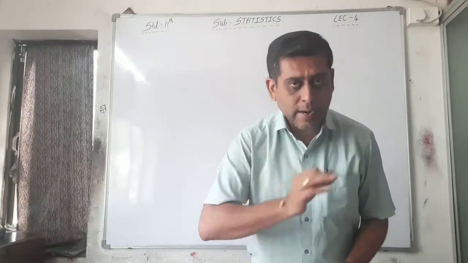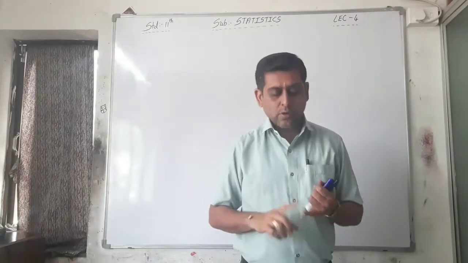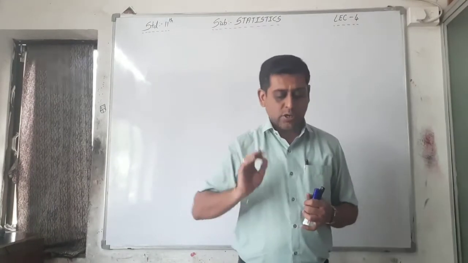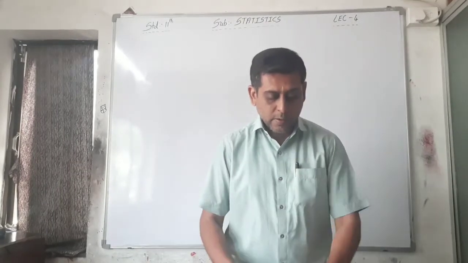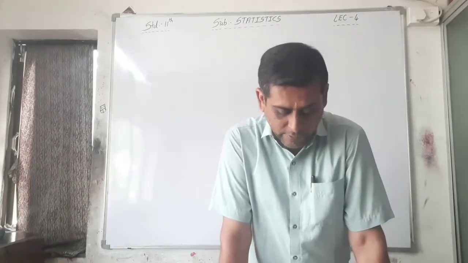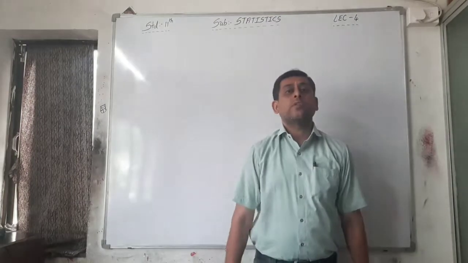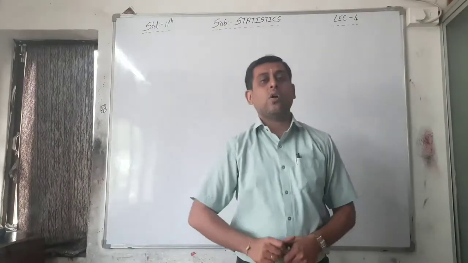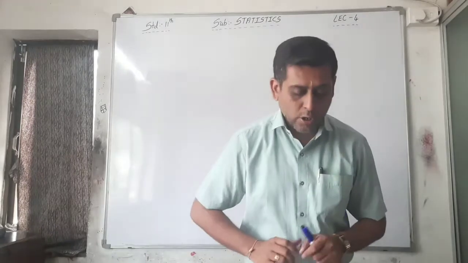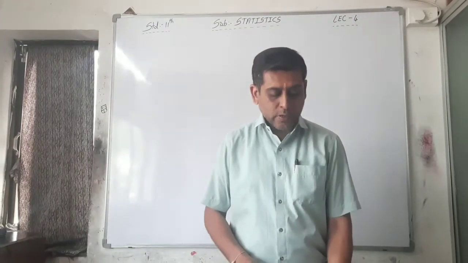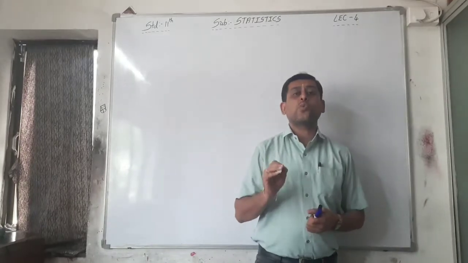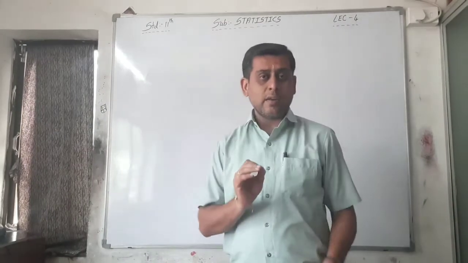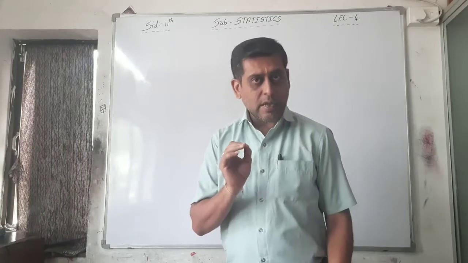In my last lecture, I gave you the homework of exercise 3.1, sums number 4 and 5 with methods 6 and 7. That is, you have to use the direct method or the shortcut method. Some students asked me about question number 5, as there are some mistakes in it.